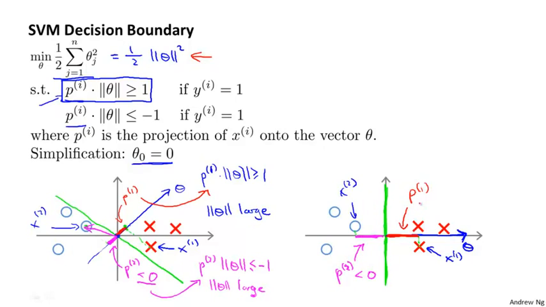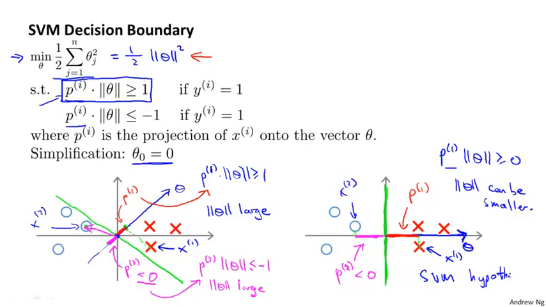And you notice that now P1 and P2, these lengths of the projections, are going to be much bigger. So if we still need to enforce these constraints that P1 times the norm of theta is greater than or equal to 1, because P1 is so much bigger now, the norm of theta can be smaller. And so what this means is that by choosing the decision boundary shown on the right instead of on the left, the SVM can make the norm of the parameters theta much smaller. So it can make the norm of theta smaller and therefore make the squared norm of theta smaller, which is why the SVM would choose this hypothesis on the right instead. And this is how the SVM gives rise to this large margin classification effect.